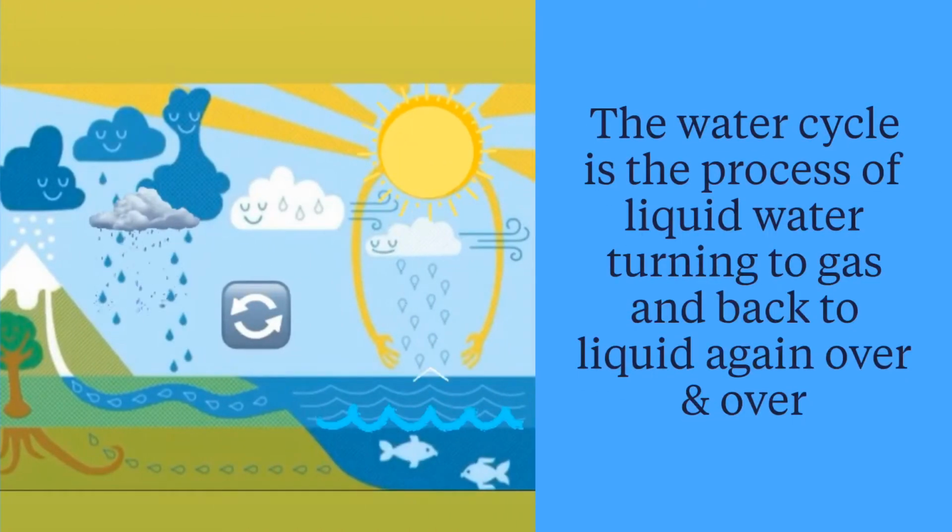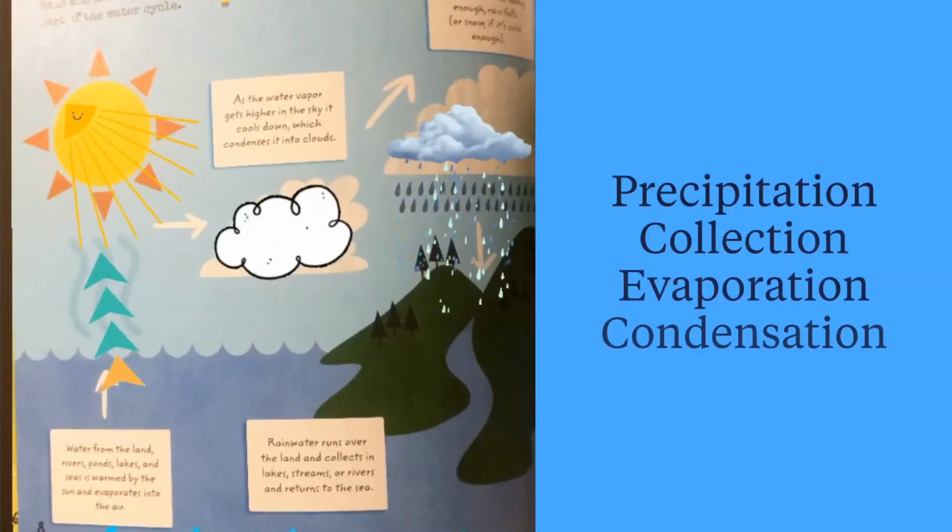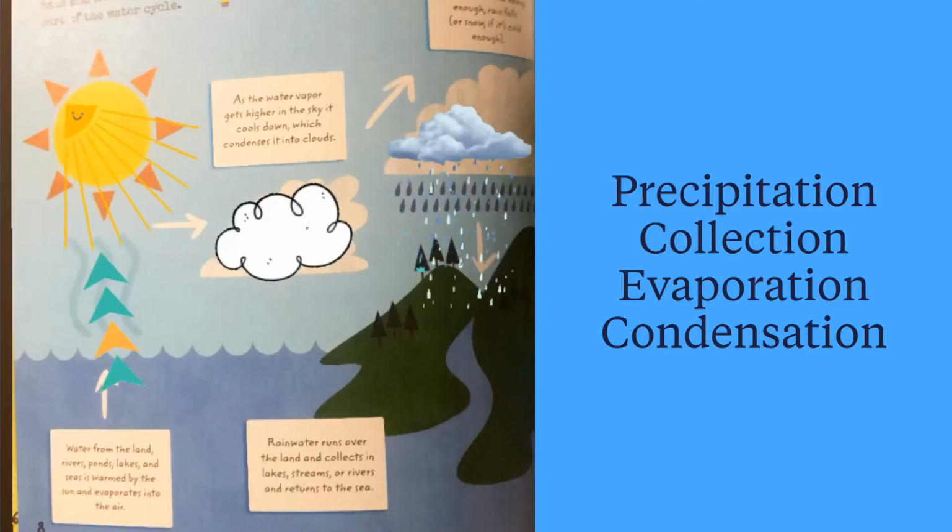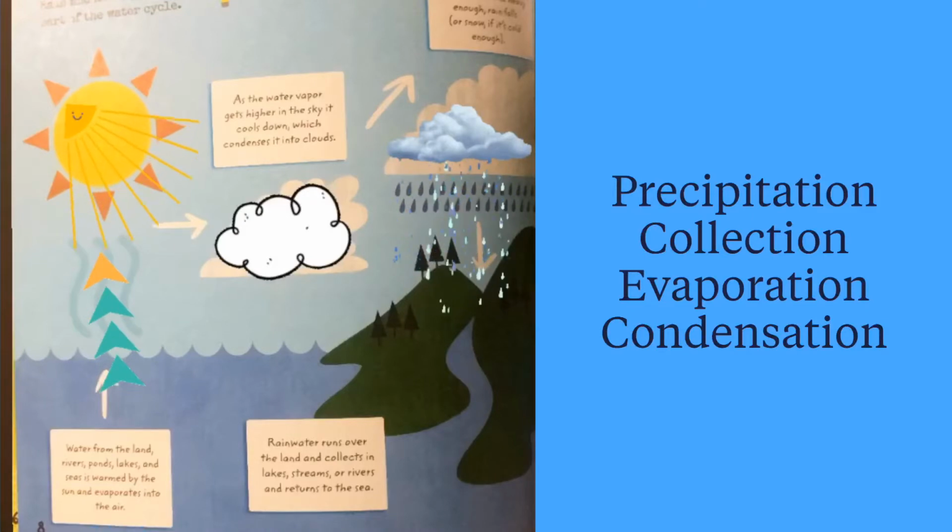See the water cycle, which shows the continuous movement of water within the earth and the atmosphere, going from water to gas and back to water again. There are 4 steps in the water cycle process: precipitation, collection, evaporation, and condensation.